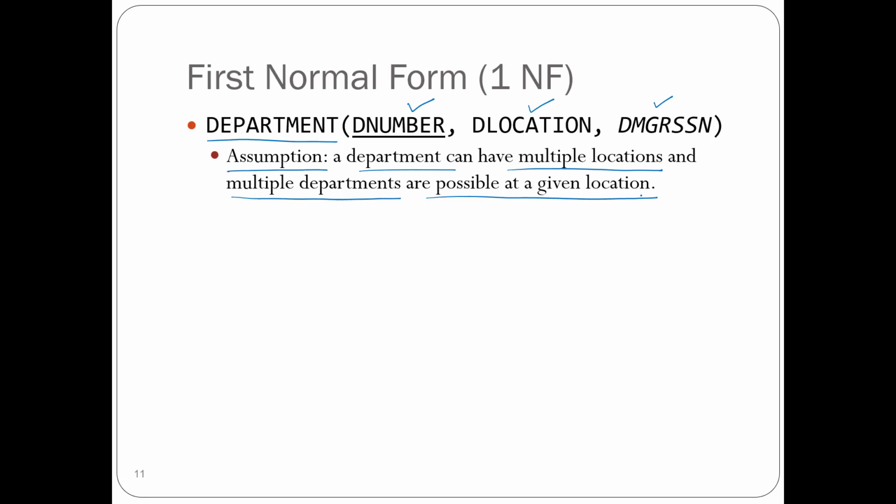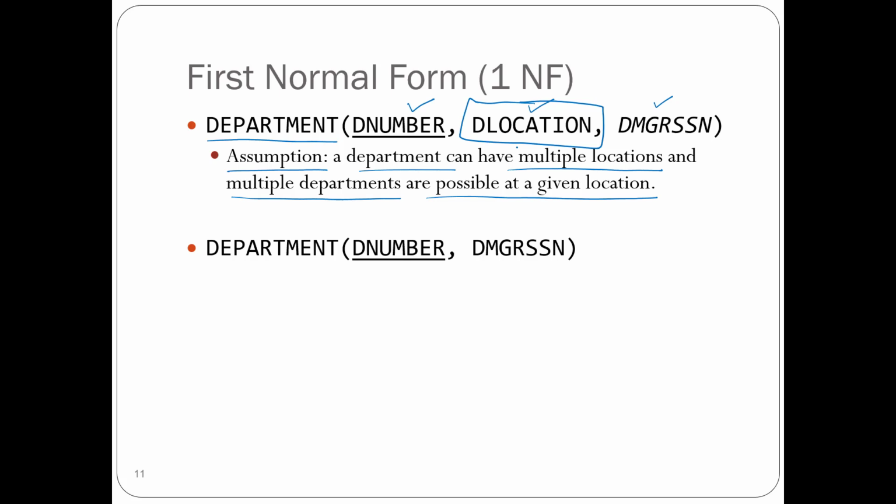So if you follow this assumption, then you realize that this thing that we have, let me put a rectangle around this attribute type, which is D location, is multi-valued. Okay, one department may have multiple locations, right? And first normal form does not allow multi-valued attribute types. Because in that case, if you're allowing multiple locations for a department, then in this single cell you'll have multiple values, which is against the rule of first normal form.